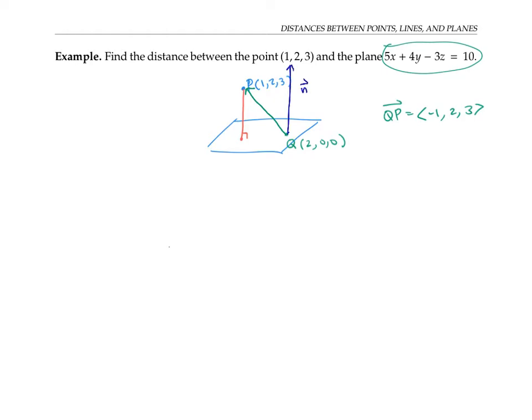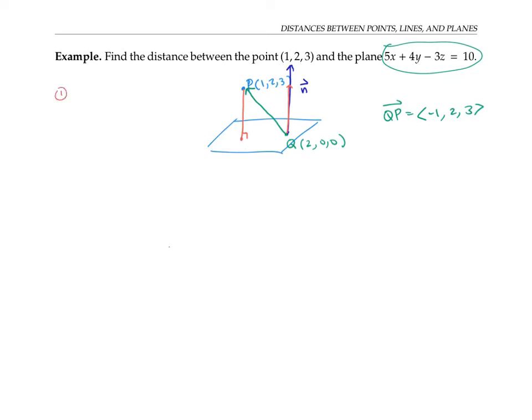The vector QP itself will be longer than I want, but if I project QP onto the normal vector for the plane, so I'll draw the projection here in red, then I'll get the component of the vector QP that lies in the perpendicular direction of the plane. That's going to be exactly the same length as this red line over here. It's going to give us the distance between the point and the plane.